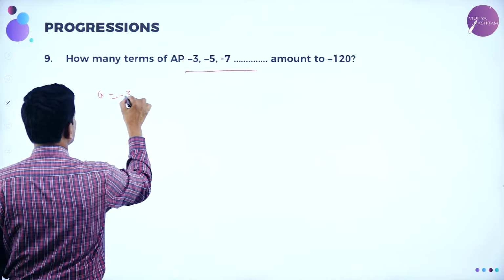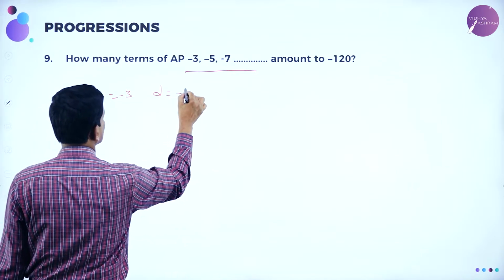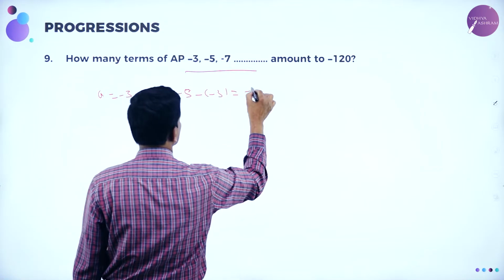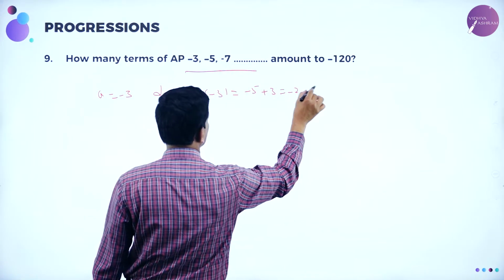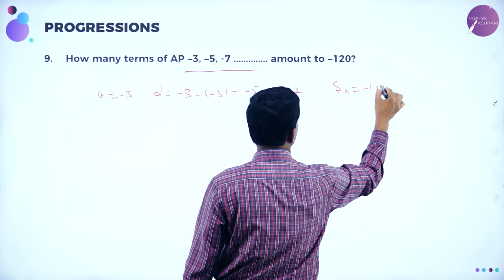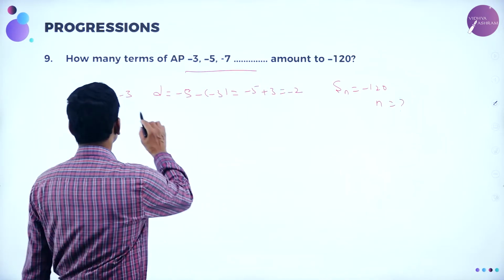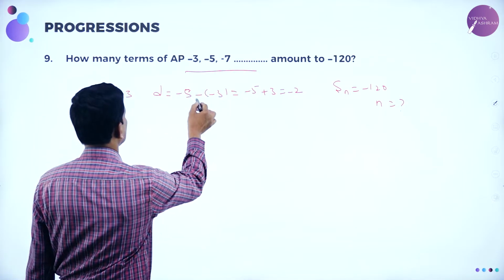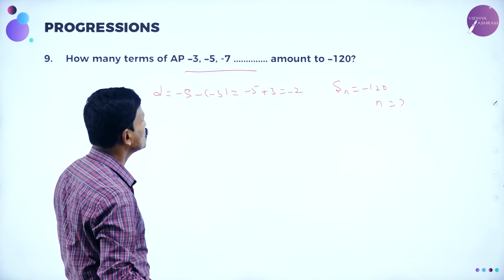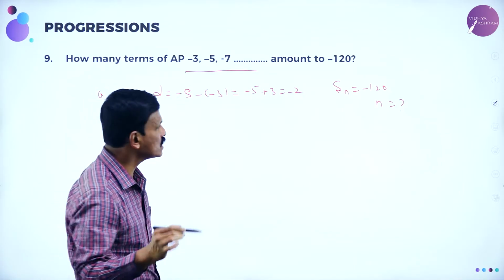A is equal to minus 3. D is equal to minus 5 minus of minus 3, that is minus 5 plus 3, which is minus 2. And the sum Sn is equal to minus 120. So A is equal to minus 3, D is equal to minus 2, Sn is minus 120, and n is the question mark.